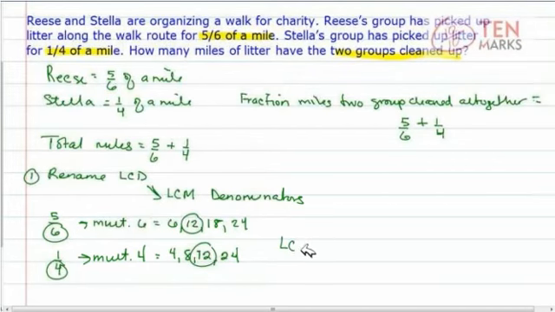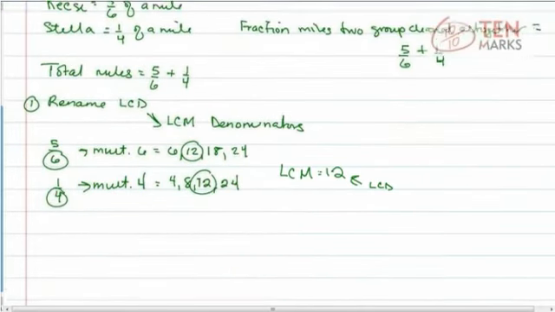So our least common multiple is 12, which means we need to rename 5/6 and 1/4 using the least common denominator, because the least common denominator, remember, is the least common multiple of the denominators. So the LCM is also our LCD, okay, which is 12. So let's go ahead and begin our renaming.